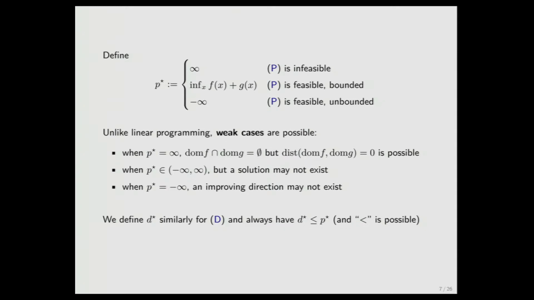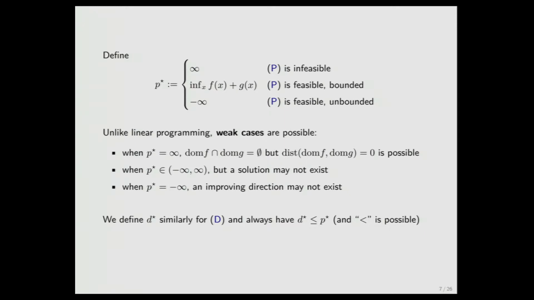Now, if primal is feasible, then there are two cases where it can have a bounded infimum or can have a lower unbounded infimum. If it has a bounded infimum, then P star is just that infimum value. Otherwise, when it's unbounded, we say P star is negative infinity. So P star is going to have a range from negative infinity all the way up to plus infinity.